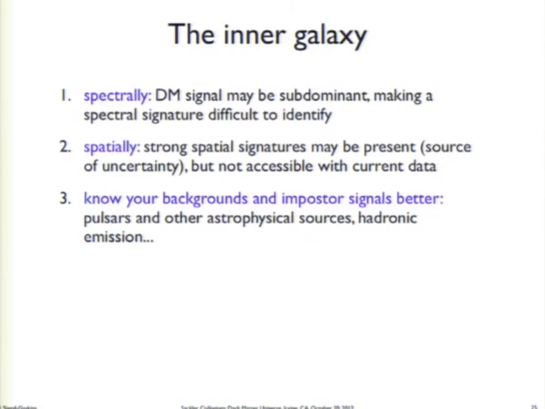And lastly, to know your backgrounds and imposter signals better, pulsars and other astrophysical sources are a major source of emission in this region. Obviously, there are people that study these things because they think they're interesting in their own right, and we can hope that with more and more data, we'll actually start to learn a lot more about these things.